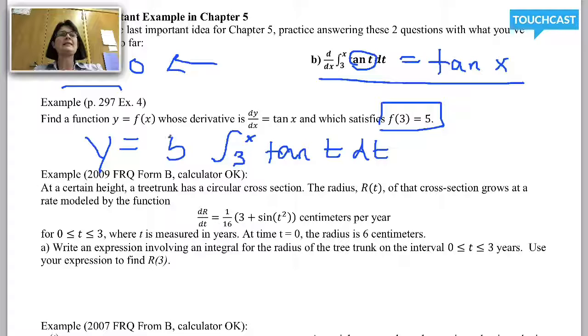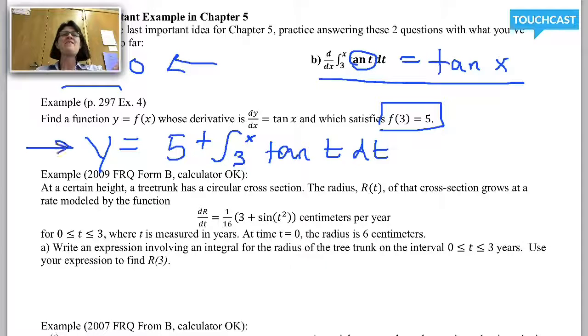Well, adding or subtracting a number here is going to not change the value of my derivative. So I just constructed a function who, if I took its derivative, what would y prime be? Well, y prime, the derivative of 5 is 0, and the derivative of this integral is tangent x. Okay, that's one requirement, the derivative is tangent x. The second requirement is that when I replace x with 3, I get 5 as the result. Well, when I replace x with 3, this is going to be 5 plus the integral from 3 to 3 of anything. The integral from 3 to 3 of anything is 0. So that proves that I'll get 5 as my result.